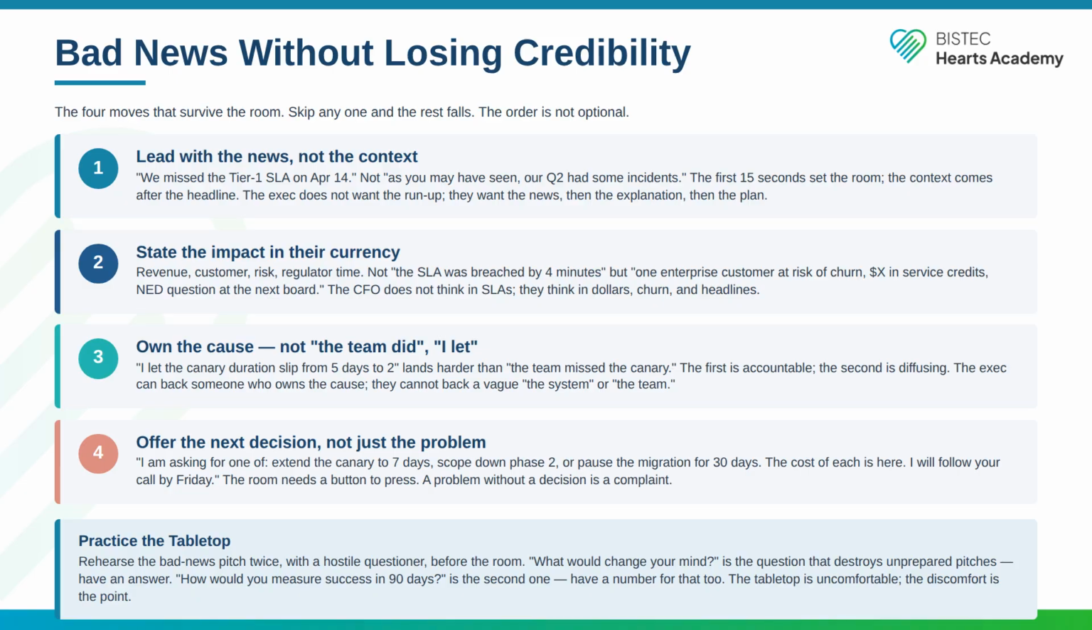Move 3. Own the cause, not the team did. I let the canary duration slip from 5 days to 2 lands harder than the team missed the canary. The first is accountable. The second is diffusing. The exec can back someone who owns the cause. They cannot back a vague the system or the team.